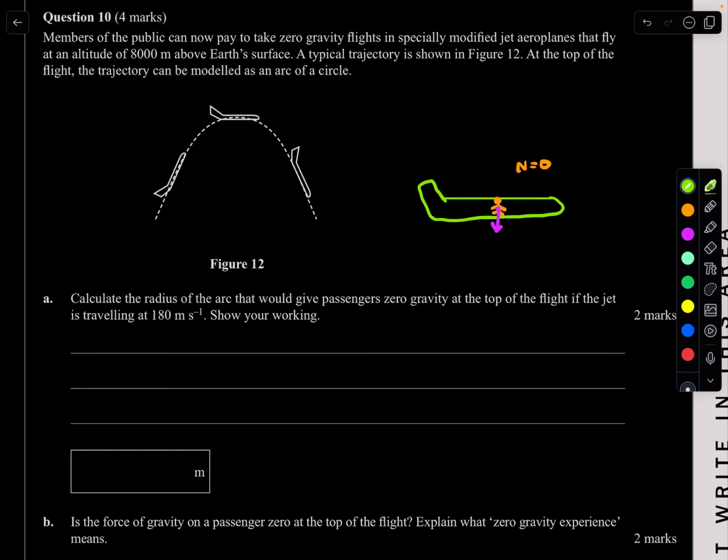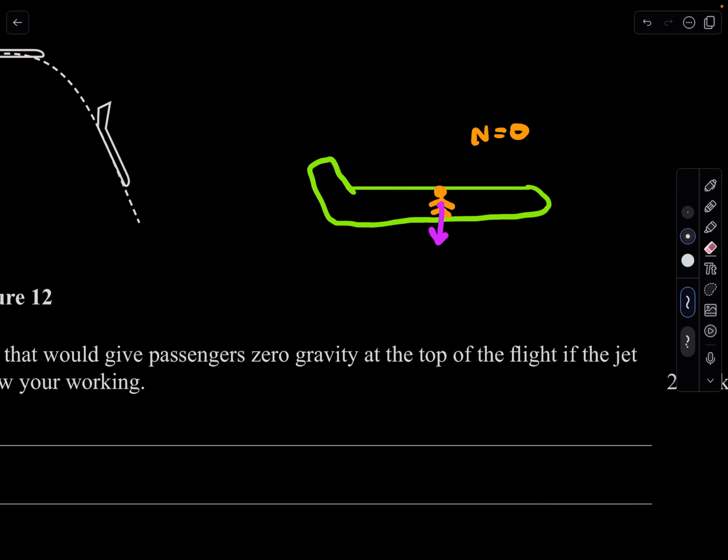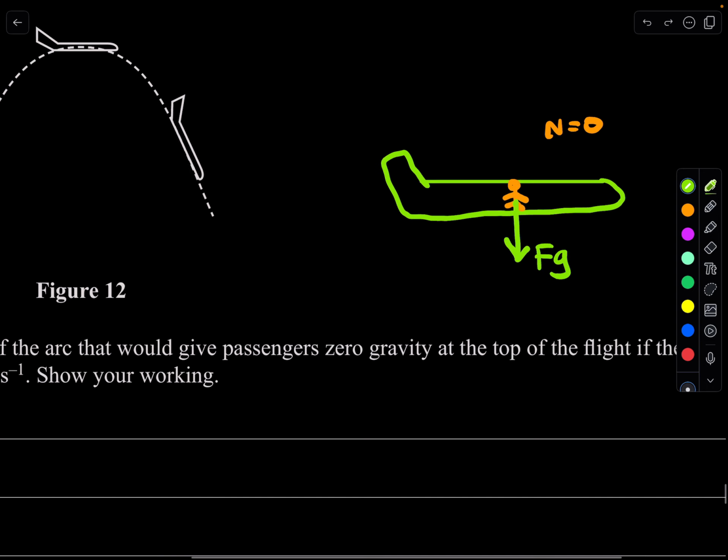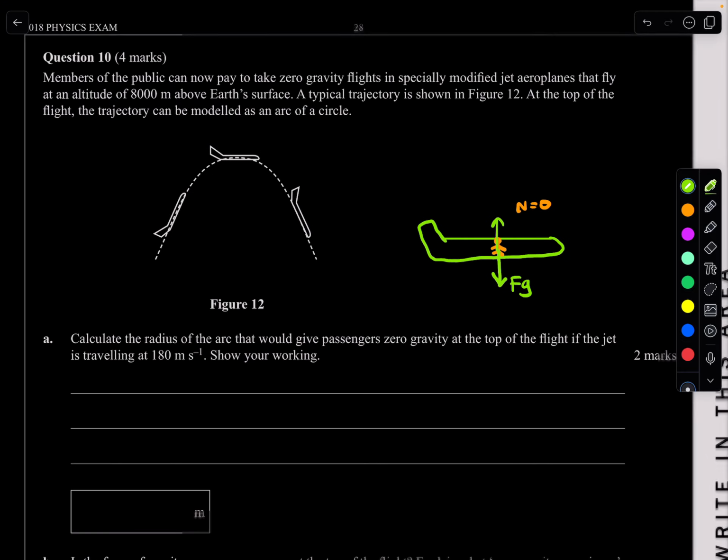So, beautiful question. Let's now calculate the radius of the arc. Well, the easiest way is, okay, let's just draw all the stuff. So we know, of course, we have a force of gravity. The net force is downwards because we're at the top of the arc. And also, we have a normal reaction force, which is zero. Normal would be upwards, but because it is zero, that's what would happen.